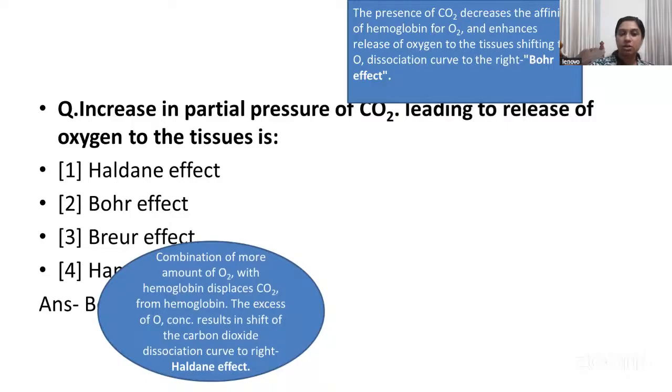And next is the combination of more oxygen with hemoglobin, which displaces the carbon dioxide from hemoglobin. When more oxygen is available, it displaces the carbon dioxide from the hemoglobin, and the excess oxygen concentration results in the shift of the carbon dioxide dissociation curve to the right. More carbon dioxide is displaced from the hemoglobin in the presence of oxygen. That's what we call the Haldane effect.